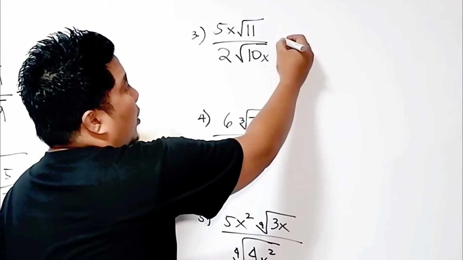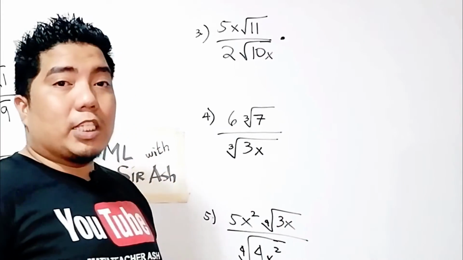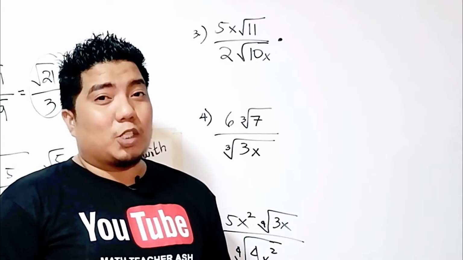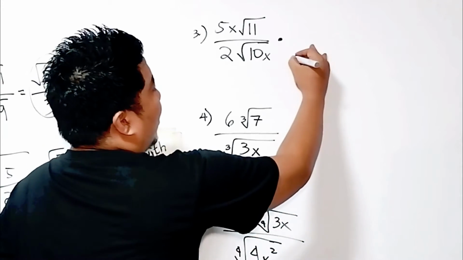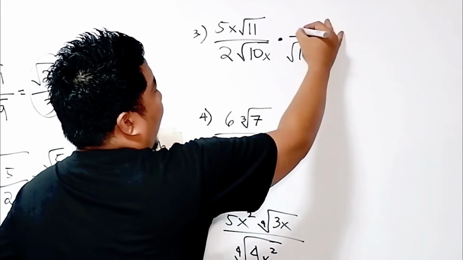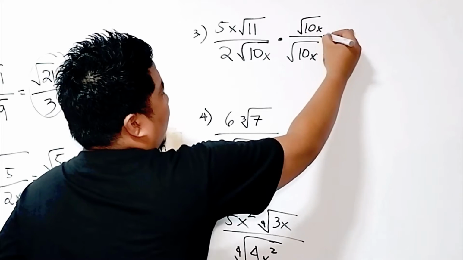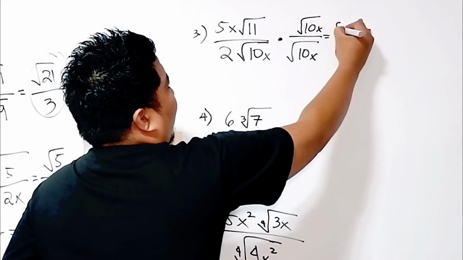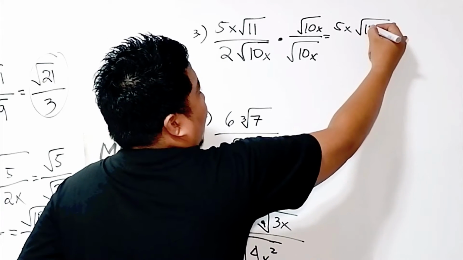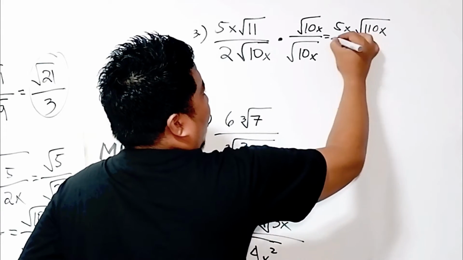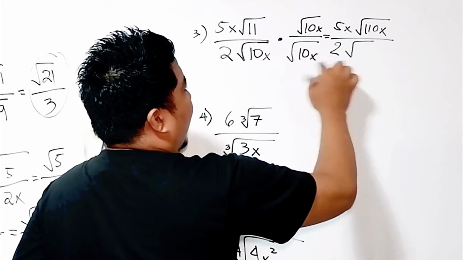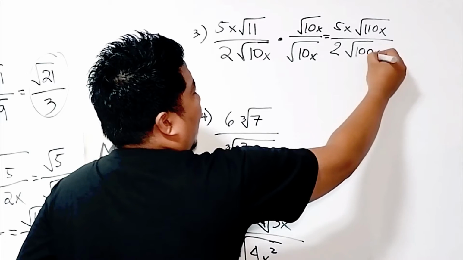So, what we can do is we will multiply it to the radical expression to become a perfect square. Or, in other words, we will just rationalize this one. So, how do we do that? We will multiply square root of 10x in the denominator and another square root of 10x in the numerator, giving us 5x, 11 times 10, that will give us 110x over 2 times 10 times 10, that is square root of 100x squared.